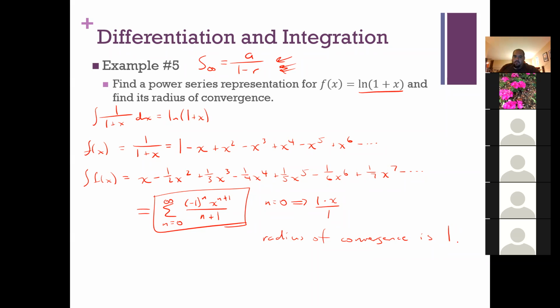Professor, I don't understand why is f of x equals 1/(1 plus x)? Because, remember, this is our goal right here: f of x equals natural log of 1 plus x. But really, right now, the only way we know how to transform a function into a power series is by trying to mimic a geometric series. So I really need to get my function to look like this, basically some constant over 1 minus r.